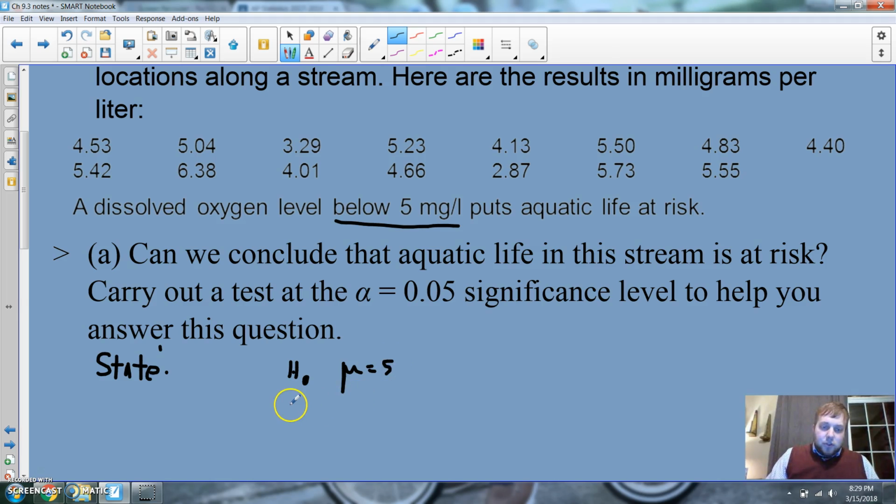Now, we have to check my alternate hypothesis. I want to check to see if it is less than 5. Does that make sense? Alright, so here's my normal curve. I should be at 5. I'm going to see if it's less than 5.